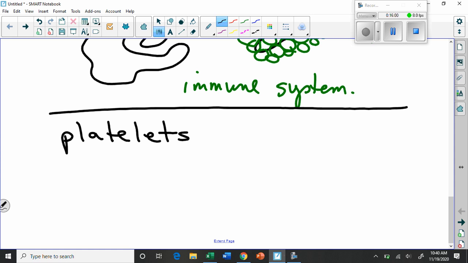They're not actually cells. They're cell fragments, but they serve an important role. These cell fragments, they break off of cells within the bone marrow. Again, all of your blood is manufactured by the bone marrow, which is kind of interesting how your blood is made inside your bones, but that's how it works.